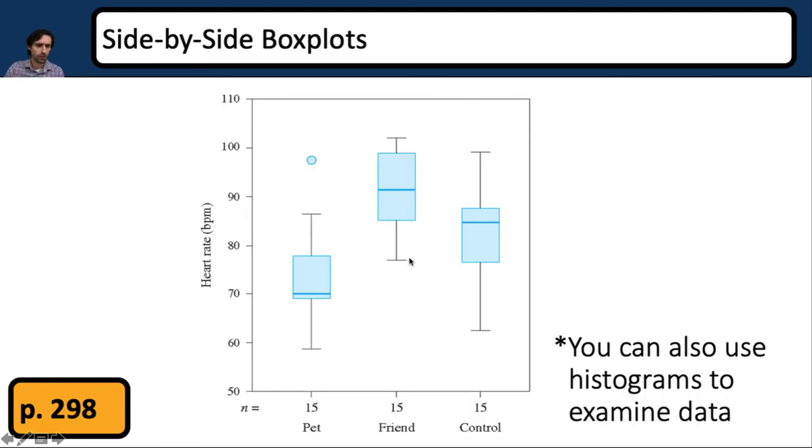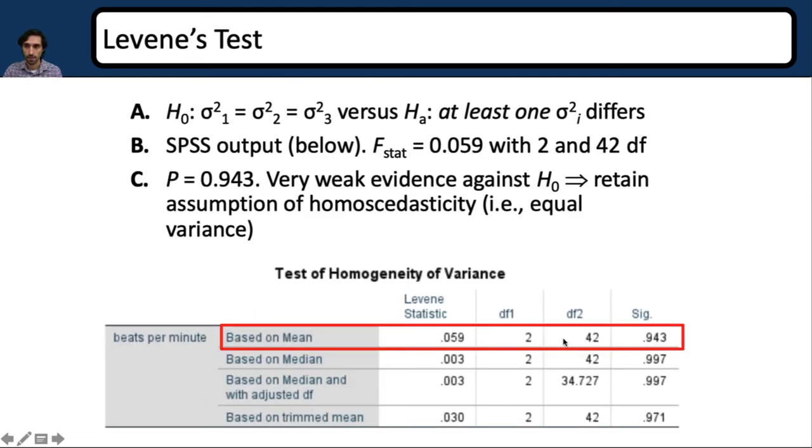Okay, so let's look at the box and whiskers. We do have an outlier with the pet group. So it looks like someone still got startled. We don't know what kind of dog, again, what's going on here. Yep, we definitely see that the friend median is the highest among the control, friend, and pet. And then we have a little reminder that you can use the histograms.